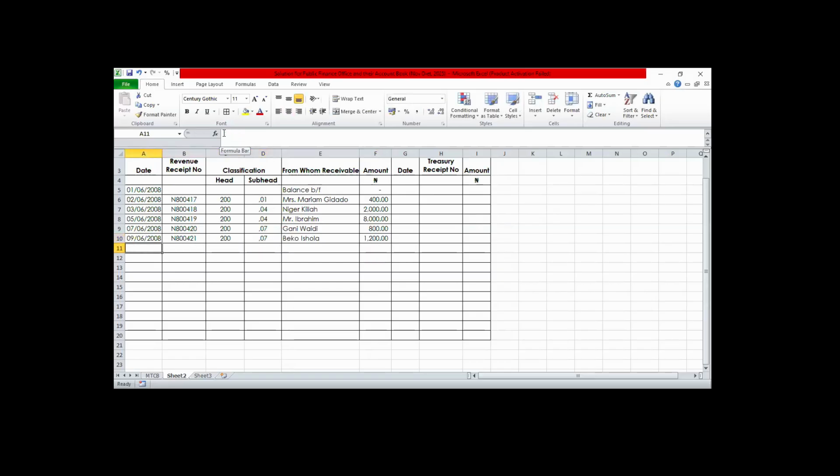The next person, Mrs. Kudirat Seniola. What date? 13th of June 2008. What receipt number are we using for this? The receipt number is N800-422.